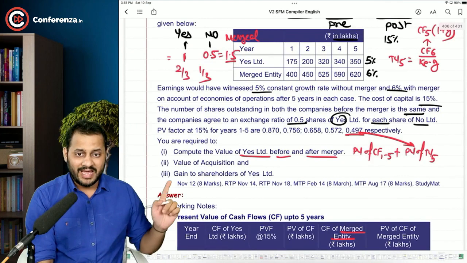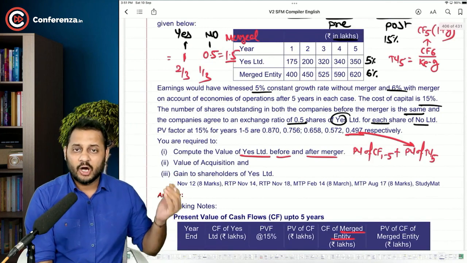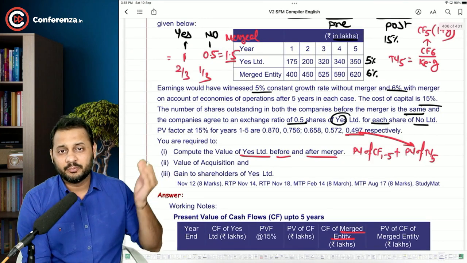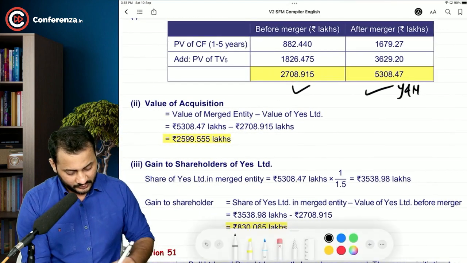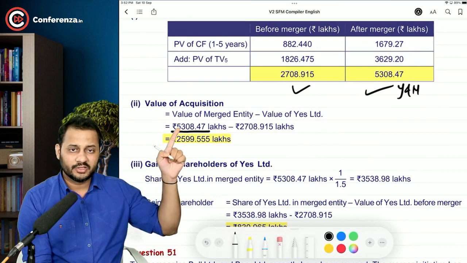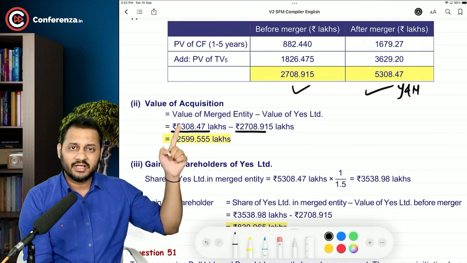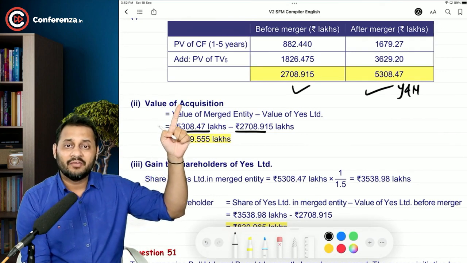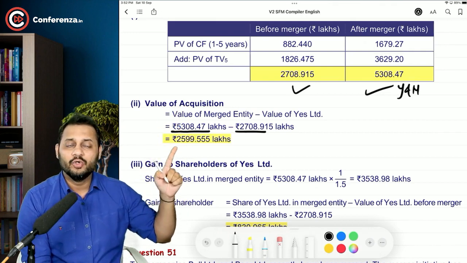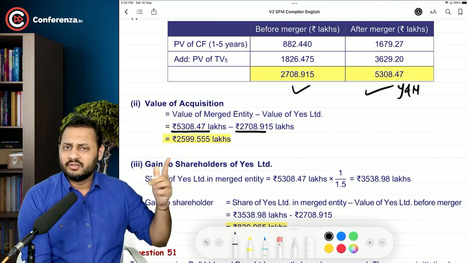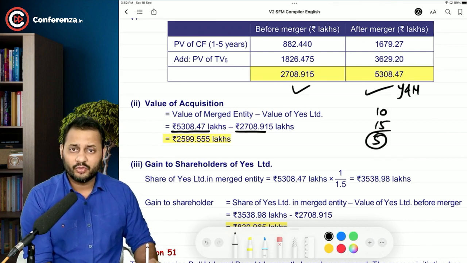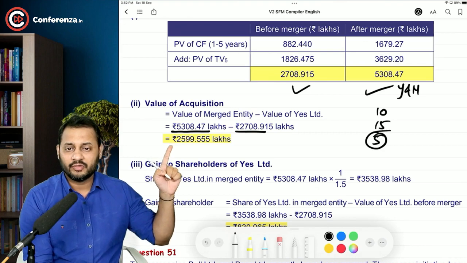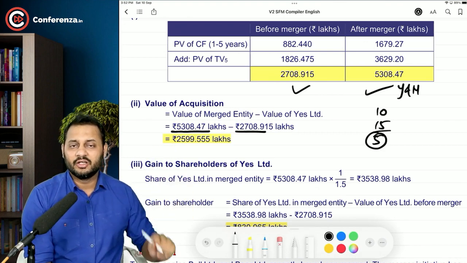Second part is the value of acquisition. How much value have you added to the pre-merger value? So it's very simple, the difference between these two. 5308 is the post-merger value. This is the pre-merger value. The difference is what you have acquired. This is the value that you have acquired. Very simple. Earlier your value was 10. Now your value is 15. So 5 is what you have acquired. Okay. 2599.555. Now, what is the gain to the shareholder of Yes Limited?